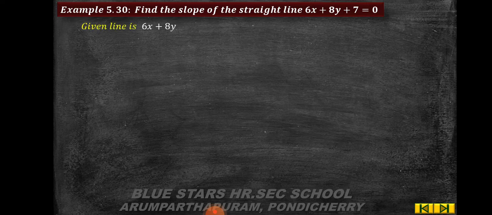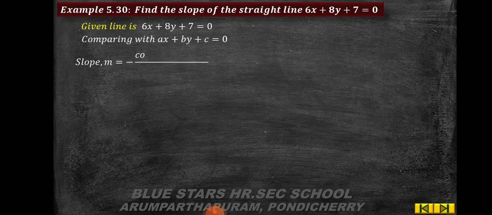So given line is 6x plus 8y plus 7 is equal to 0. Comparing with ax plus by plus c is equal to 0, this is the general form of equation. So we know that for finding slope, m is equal to minus coefficient of x by coefficient of y. You know coefficient of x in the general form of equation is a and coefficient of y is b. c is the constant term. So m is equal to minus a by b. This is the formula for slope.